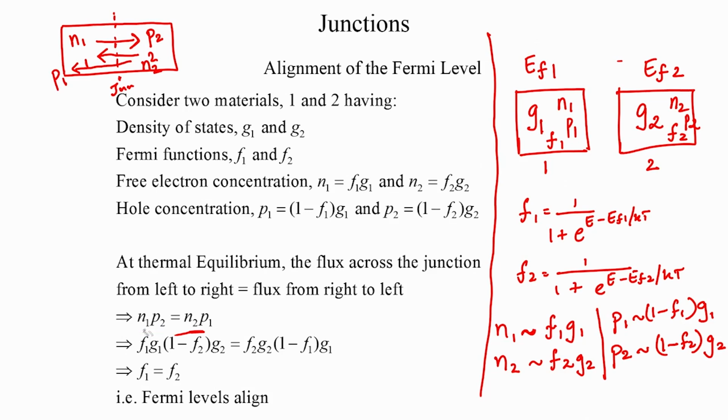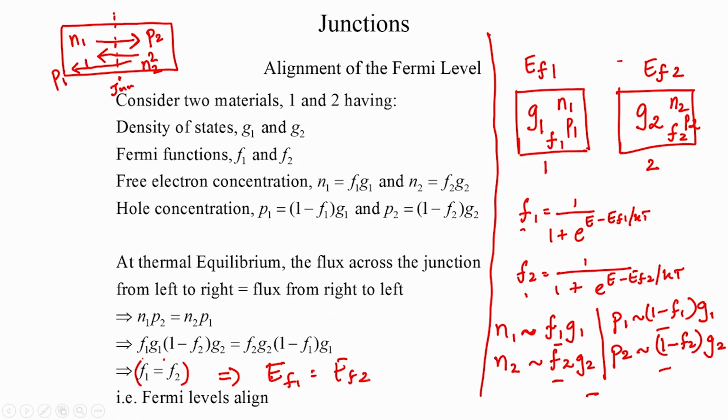So, at thermal equilibrium there cannot be a current, and therefore, these two fluxes must balance each other, and N1 P2 must be equal to N2 P1. So, let us write out N1 and P2 in terms of the density of states and the Fermi functions using these terms that we described here. So, N1 is F1 G1 and P2 is 1 minus F2 times G2 and so on and so forth. And if you were to solve this equation out, you will find that it says that F1 is equal to F2, and F1 equals F2 automatically implies that at thermal equilibrium EF1 will be equal to EF2.